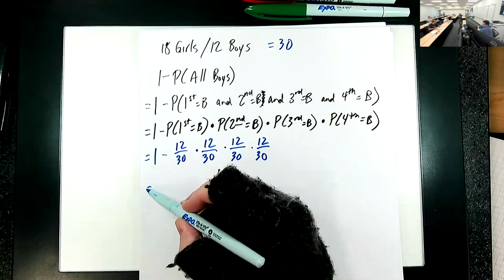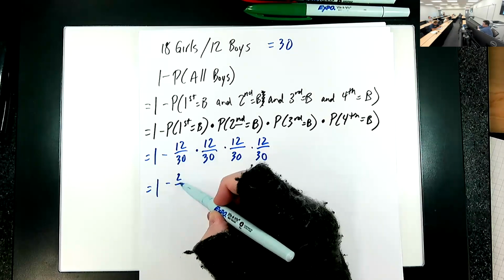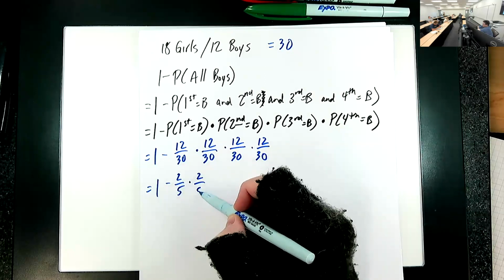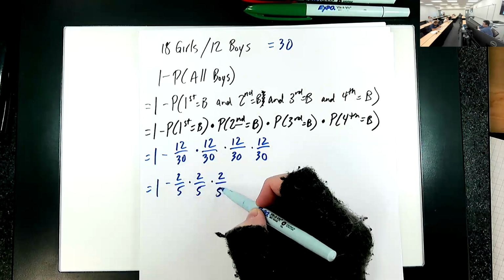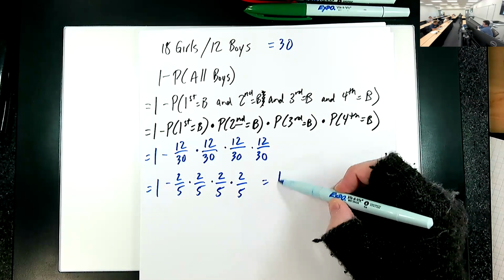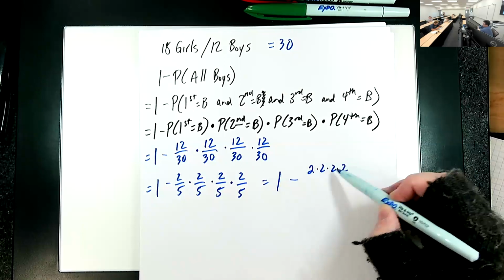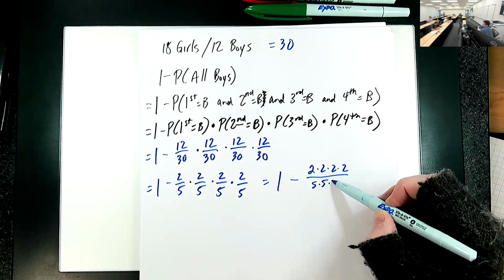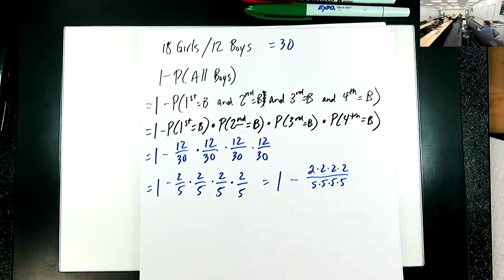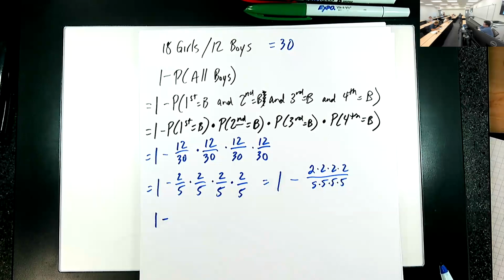Before I put this in the calculator, I'm going to reduce this. 12 over 30 is the same thing as 2 over 5. That speeds this up a little bit. Because I know this ends up being 2 times 2 times 2 times 2 on the top, 5 times 5 times 5 times 5 on the bottom. Actually, I can do this without a calculator, all the way up until I get a decimal.